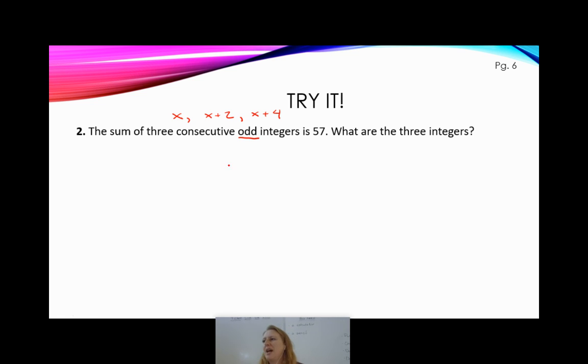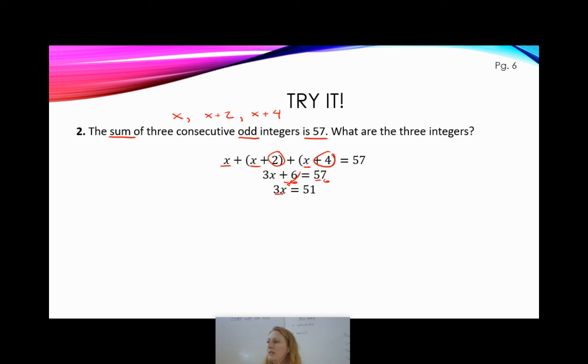And of course, sum means I'm going to add them all up, and it should equal 57. Of course, I'm going to combine my like terms. x plus x is 3x. 2 plus 4 is 6. And then I'm going to go ahead and subtract 6 from both sides so that those cancel out, plus 6 with minus 6. So I have 3x equals 51.